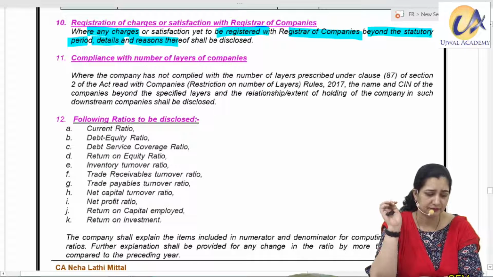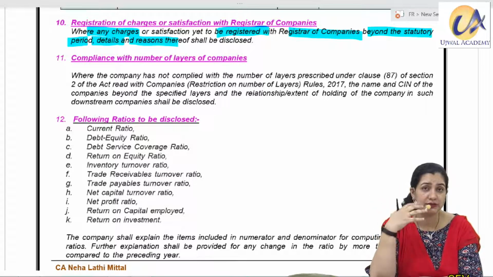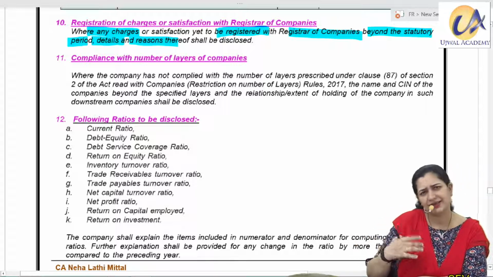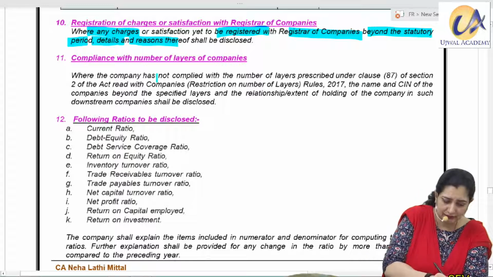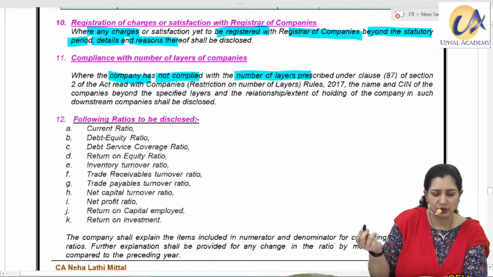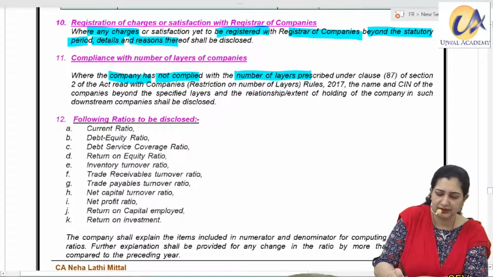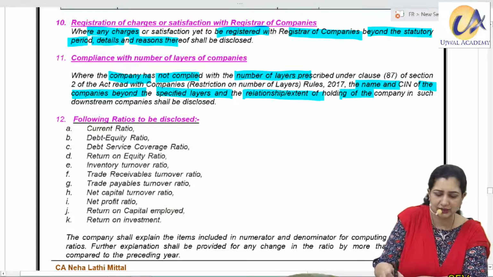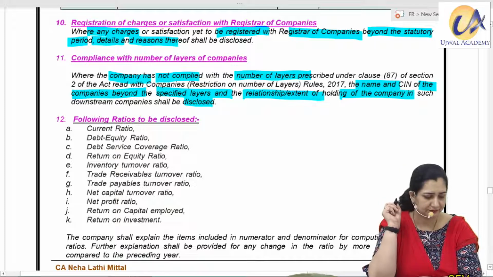Okay. Then, again, in your law, you have learnt about the number of layers, like 2 layers of companies we can have, right? You cannot have anything beyond 2 layers. And there are some rules relating to that. So if your company has not complied with the number of layers prescribed under those rules, then we need to give the name of the companies beyond the specified layers, relationship, extent of holding, etc. Disclose everything.